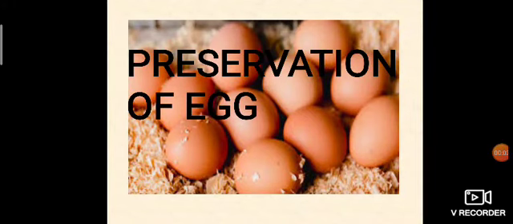Preservation of egg. An egg starts to deteriorate in interior quality as soon as it is laid, and the quality of egg and its stability during storage is largely determined by its physical structure and chemical composition, such as shell color, shell texture, and yolk quality.